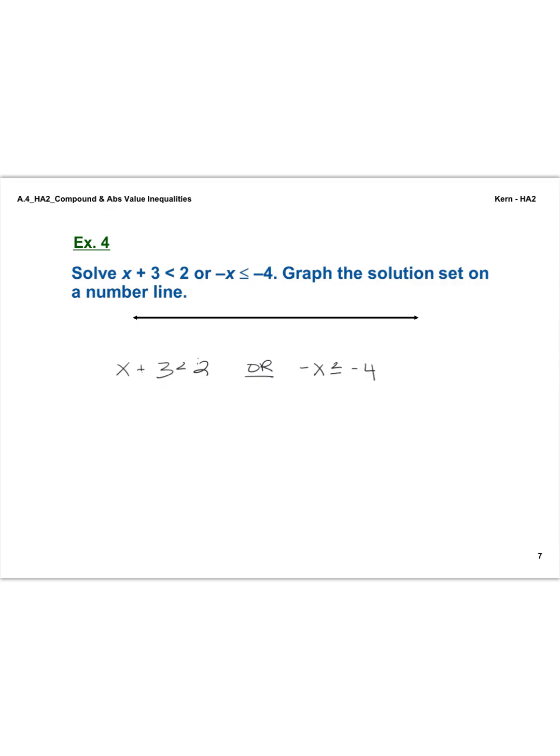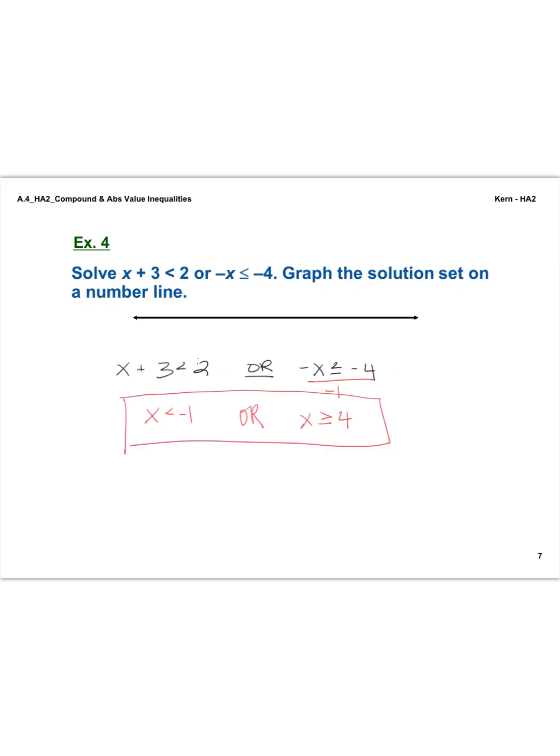So I'm going to subtract 3 from both sides. So x is less than negative 1. Okay, x is less than negative 1. The word or comes for the ride. Divide everything by negative 1 here. Rules for inequalities still hold true. So we divided by a negative, so I flip the sign. This whole thing right here is my answer.